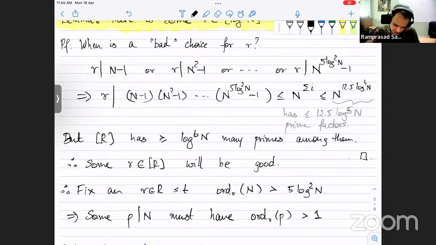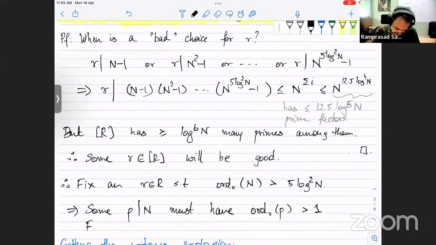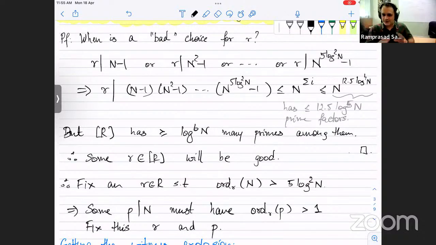Okay, so the rest of the argument, we are basically going to fix this R and p. Okay, so the for loop that went over all R was just to make sure that one of the R's is good. But if you know beforehand that this R is good, you can just fix that R and do just the for loop over A. Nothing would have changed at this point. Okay, so far so good. I hope people are with me here at this point.